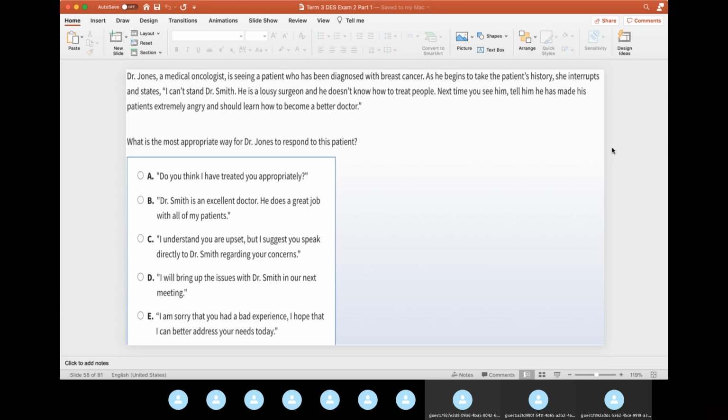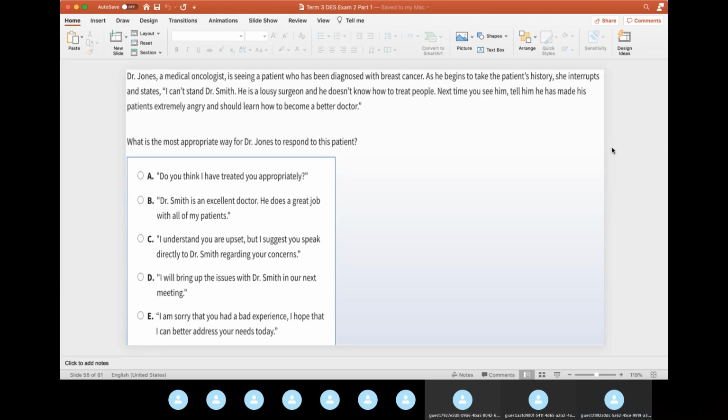Why C? What makes it attractive? Don't you want to encourage patient and doctor talking directly to one another about their concerns? So those who pick E, why do you think that's attractive? I was thinking just because you're acknowledging that you're upset, but then trying to improve their viewpoint of treatment, I guess. Okay, all right.